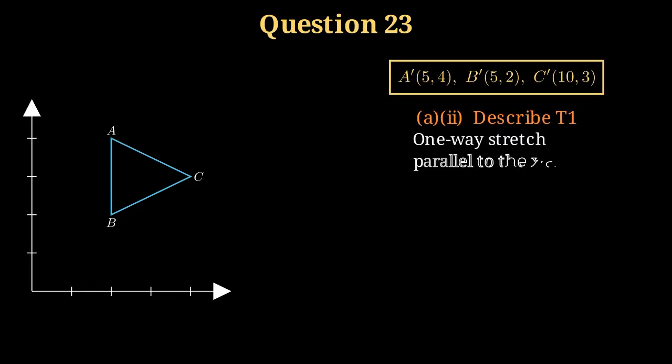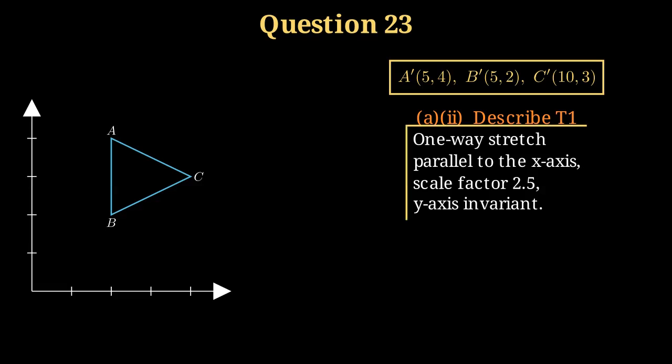Part A, 2. Describe T1 fully. Because only the x-coordinates are scaled by a factor of 2.5 and the y-coordinates stay the same, this is a one-way stretch parallel to the x-axis. Scale factor 2.5 with the y-axis invariant, meaning points on the y-axis do not move.